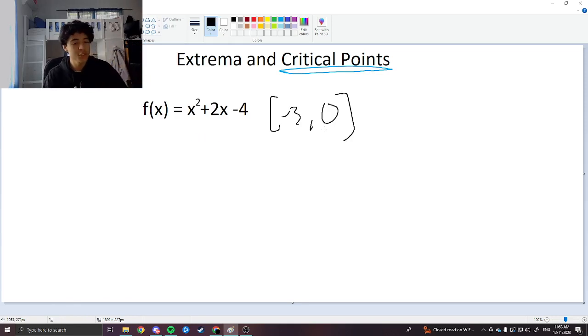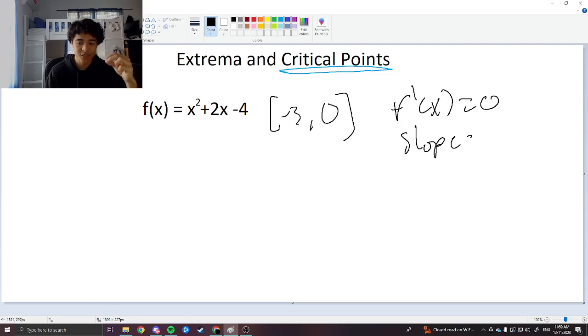So let's say we're looking at this function here, f of x equals x squared plus 2x minus 4 on the interval from -3 to 0. And we have to find all of the critical points of this function. So we're looking for the points where the slope, or f prime of x, equals 0. We're looking for points where the instantaneous rate of change equals 0.